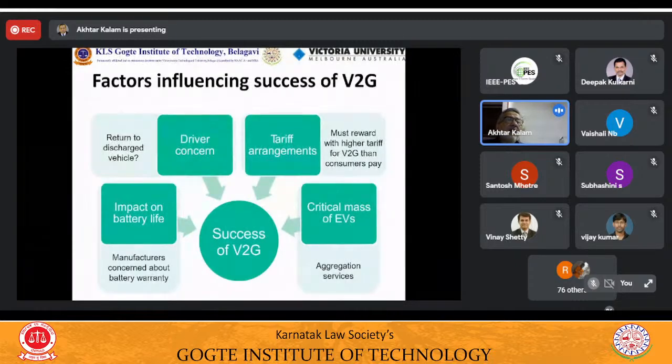Now let us look at the success of vehicle to grid. Remember, my friends, the success will depend on the battery life. I can tell you right now, my friends, the cost of the batteries has completely gone down. The life of the battery has increased dramatically. If you look at your car, I don't know about your car, but I have got two Volkswagens in my garage, one is an SUV, the other is a sedan.